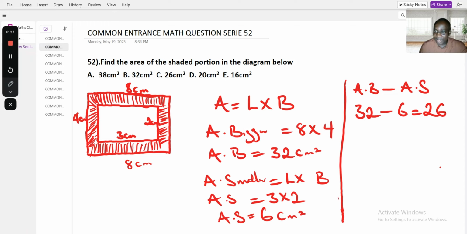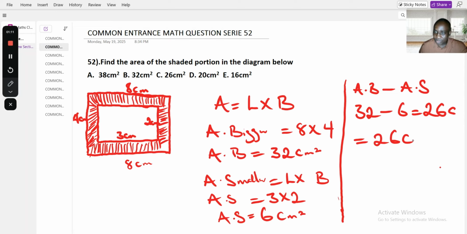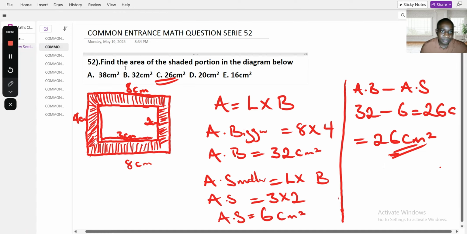Therefore, our final answer, let me write it here. Our final answer is equal to 26 centimeter raised to power 2. That's the area for the shaded portion, because when you remove the area of this smaller one, it will remain the area of the shaded one. Our final answer is C. C. Let's move to the next question.